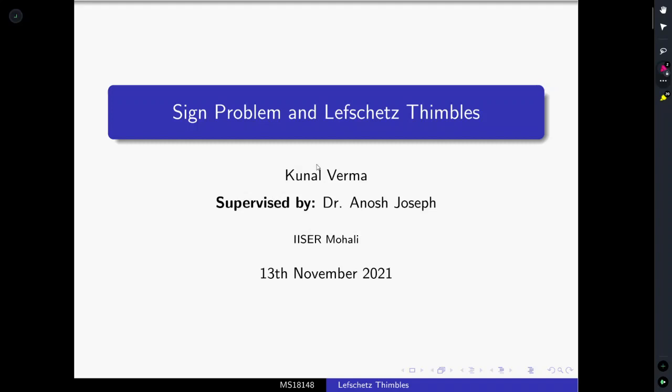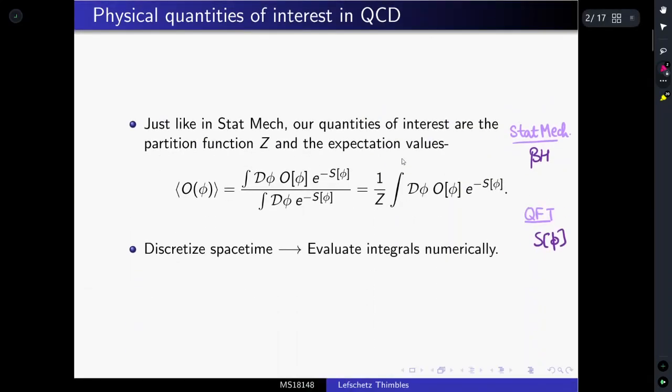So good morning everyone. I'm Kunal and today I'll be talking about something known as the sign problem which plagues lattice QCD and this method known as the left shift symbol method which is a potential candidate to tackle this problem.